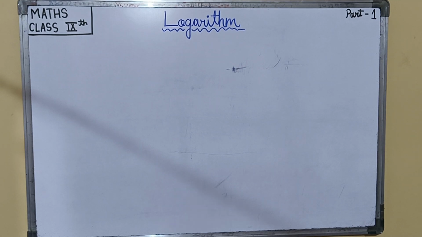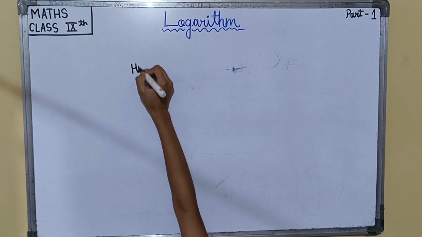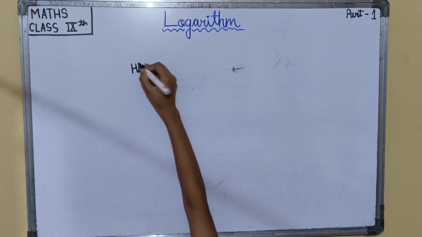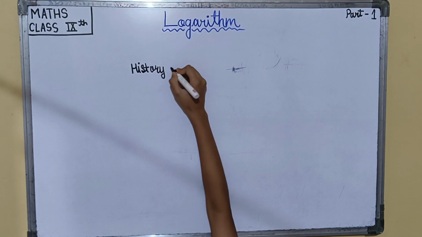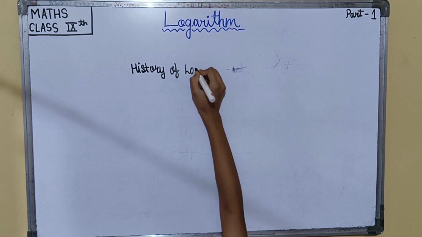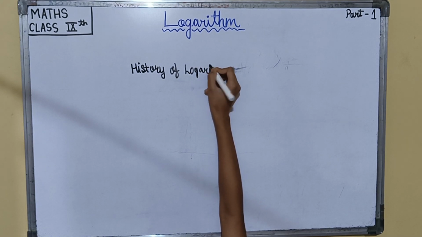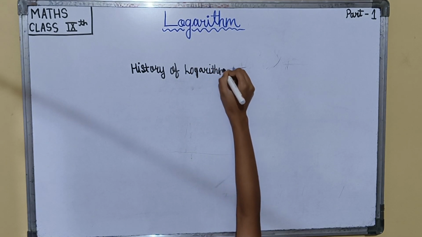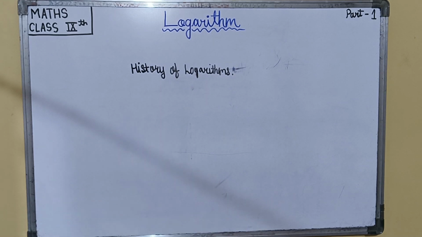History of logarithms. Let us see what is the history of this topic. Napier first referred to his logarithms as an artificial number, but later he adopted the term logarithm.